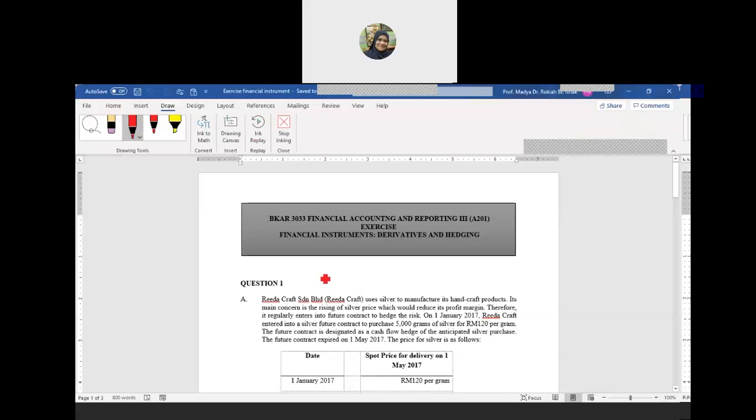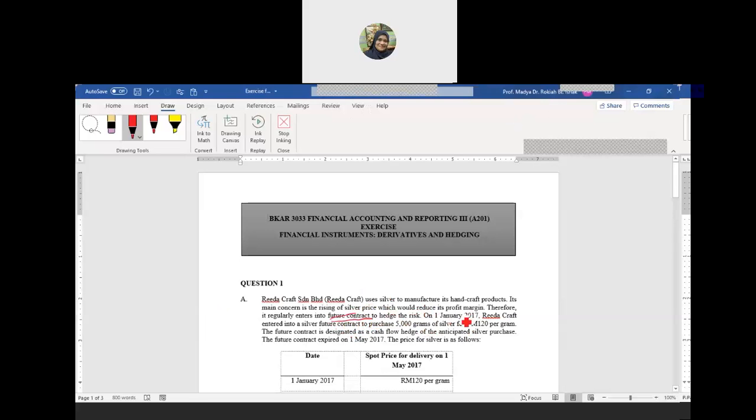So we're going to protect from the increase in the price of silver. We're going to enter a futures contract to hedge for the price of silver.